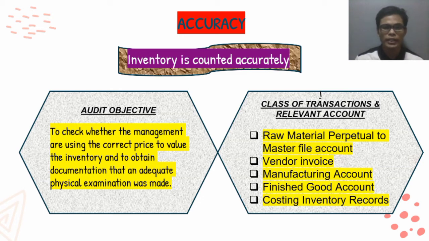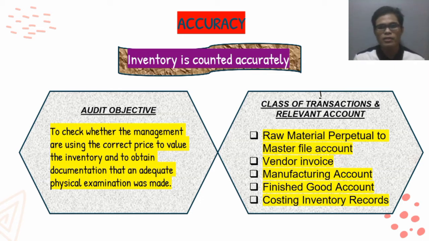That means the auditor needs to evaluate the company's inventory, whether it is counted or recorded accurately or not. So we move to the audit objective. What is the audit objective of accuracy? The audit objective is to check whether the management is using the correct price to value the inventory and to obtain documentation that an adequate physical examination was made.